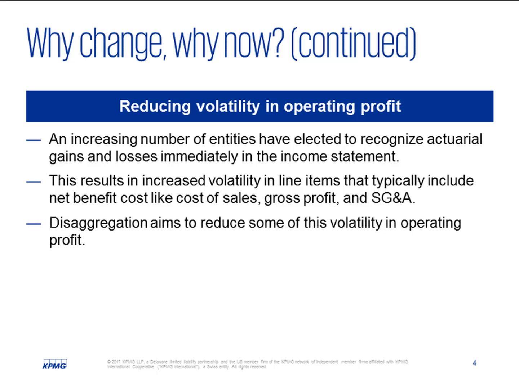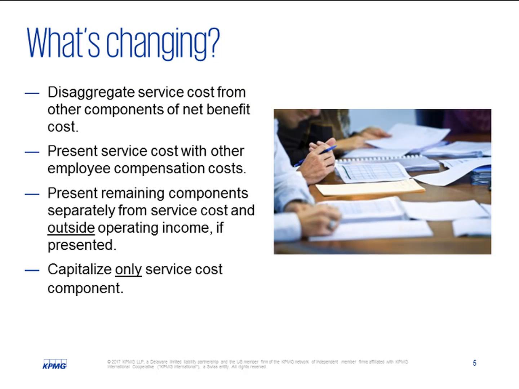The FASB aims to address volatility in operating profit by requiring companies to present all of the components except one, service cost, outside income from operations, if reported. This seems to get back to your earlier point, Louise, about the FASB's aim to improve the predictive value through disaggregating the components of net benefit cost and presenting them separately in the income statement. Louise, now that I understand a little bit about why the FASB took on the project, can you explain how the financial statement presentation of net benefit cost will change?